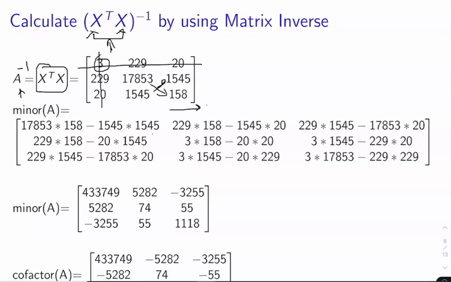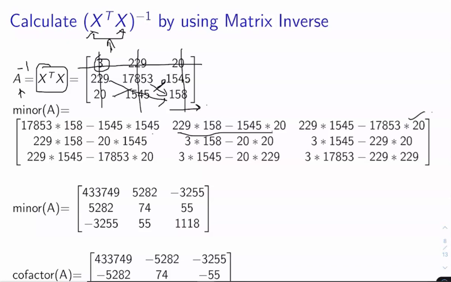If you want to find the minor of the second element in the first row, you eliminate the second column. Now here it becomes 229 multiplied by 158 and 1545 multiplied by minus 20. Perform this subtraction operation. If you want to find the minor element at the third position, eliminate the third column and the first row. Multiply 229 by 154, 1545, and 17,853 multiplied by 20, like this.